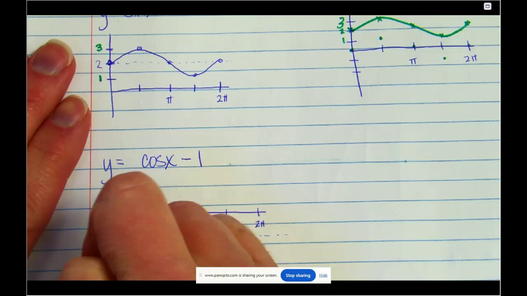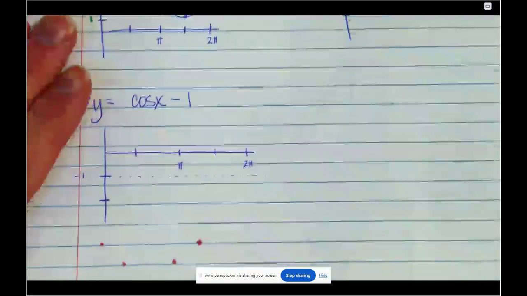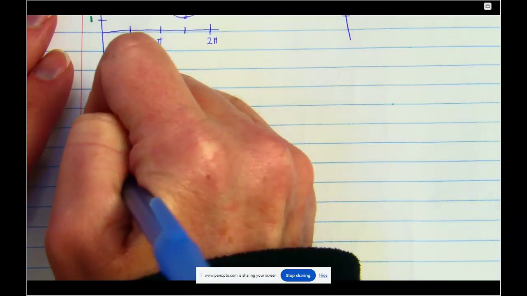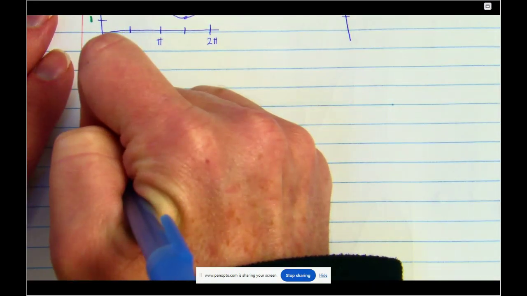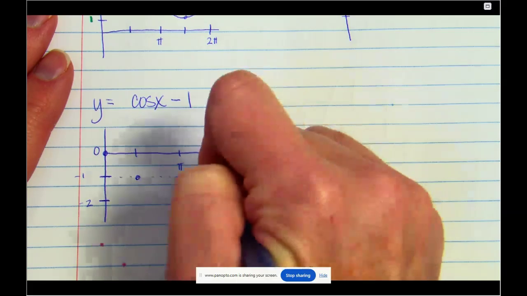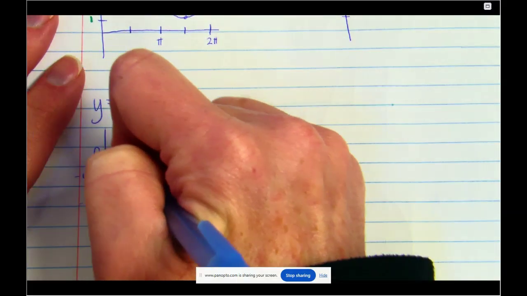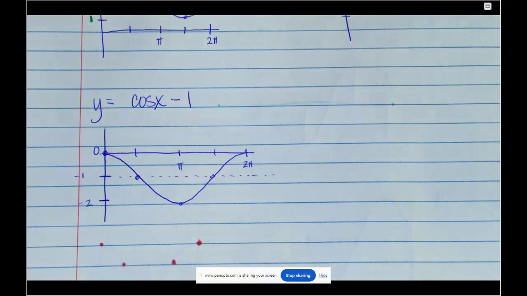So what is the maximum that this gets to? 0. What's the minimum it gets to? Yep. So cosine starts at its top. So top, middle, bottom, back to the middle, back to the top. There's your graph. That is cosine x minus 1. So cosine x graph dropped down 1. What are your questions on that?